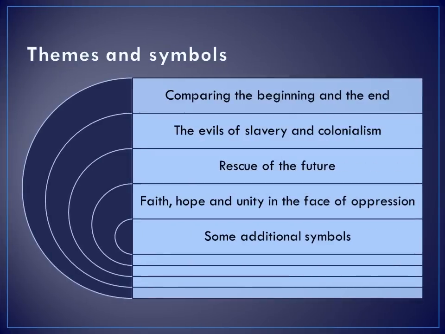You have stuck with me this long, people. There is only one more to go, and this is the themes and the symbols. Here we look at comparing the beginning and the end, the evils of slavery and colonialism, rescue of the future, faith, hope, and unity in the face of oppression, and some additional symbols that are used. Keep it up. You're going on just as well. Thanks for staying with me. Let's just quickly go through the themes and the symbols here.